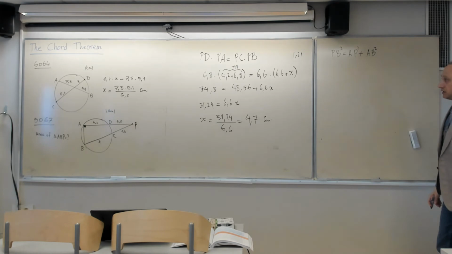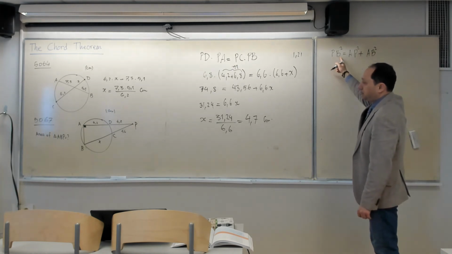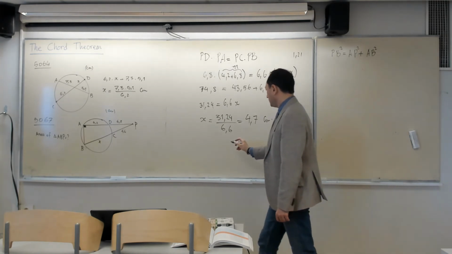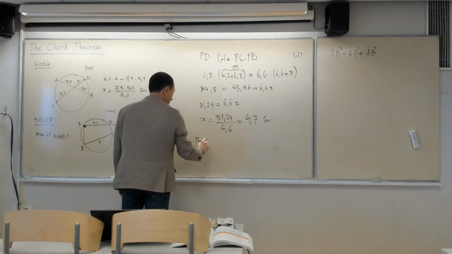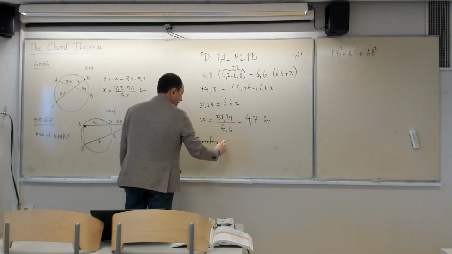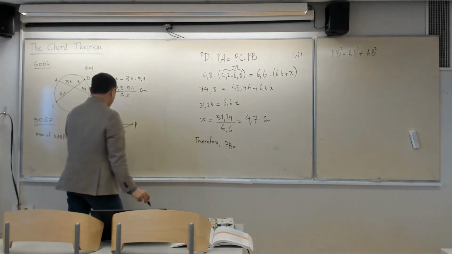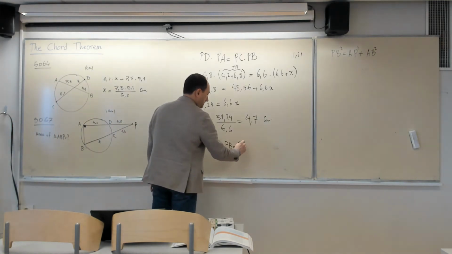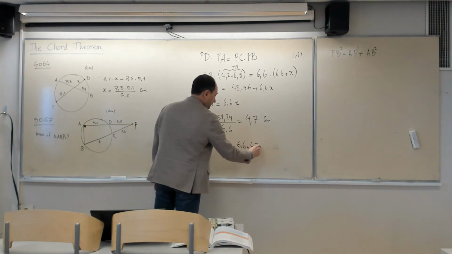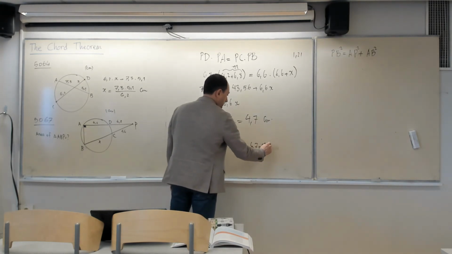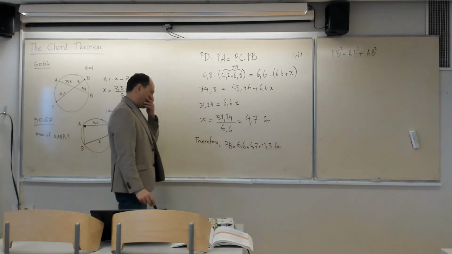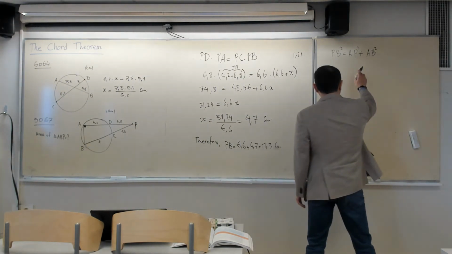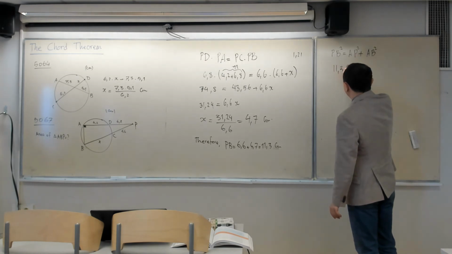But what I have for PB is, by the way, I know PB, so let me write PB here. So therefore, PB is equal to 6 comma 6 plus x. So this becomes 6 comma 6 plus 4 comma 7. So it becomes 11 comma 3, yes? Okay, so this I know, I can put it here. It becomes 11 comma 3 squared.